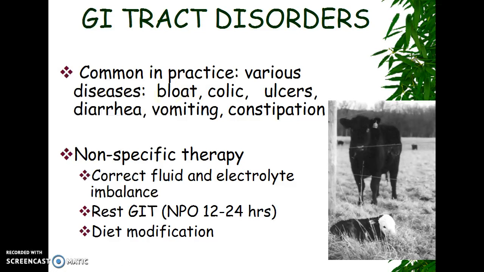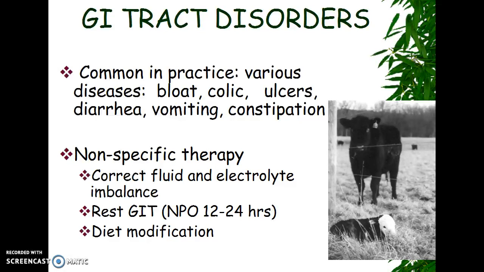We have a condition called gastric dilatation volvulus. Their stomach gets twisted, and it causes a distension of the abdomen. And so some people will refer to that as bloat, but mostly they're referring to a twist in the stomach, and they'll use that term gastric dilatation volvulus, or GDV.